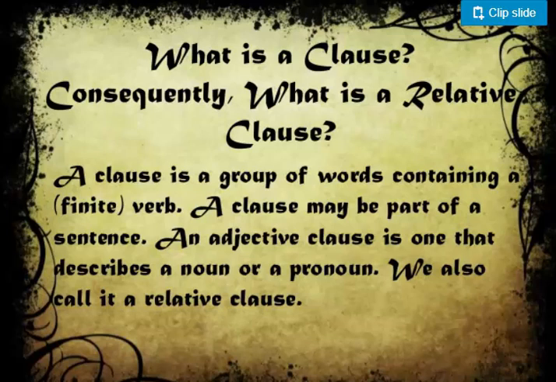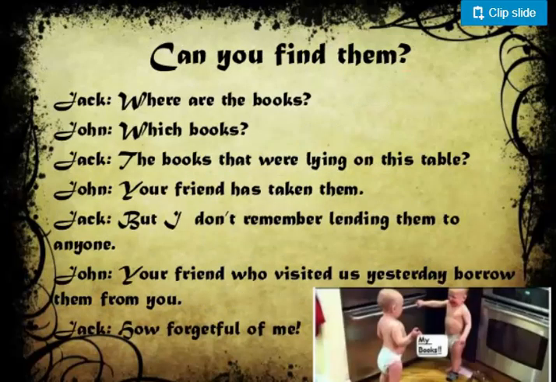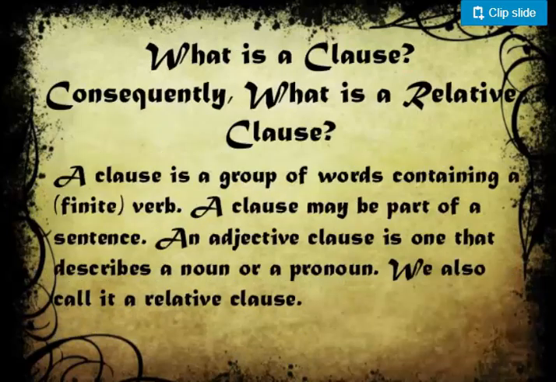So in the previous example, like which books, the friend who visited. So who refers to the friend. So these are known as the relative clause. Clear?